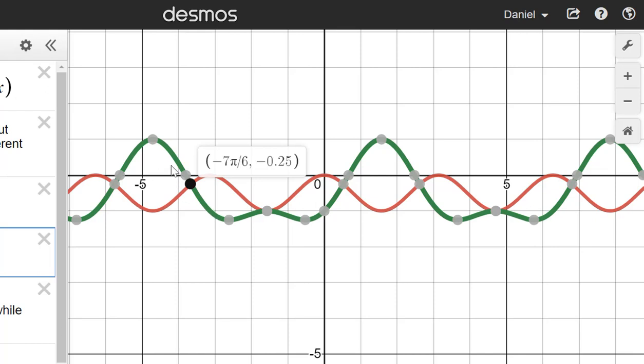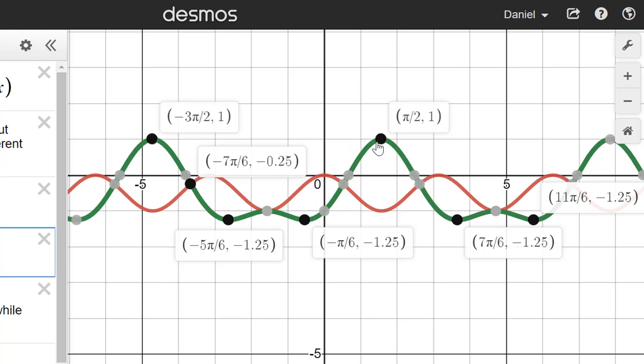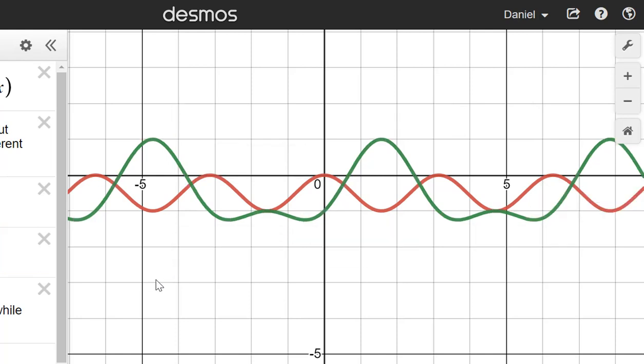There are other gray dots on here. If it's on the top of a curve, that means it's a maximum, and we don't want maximums. And if it's on the bottom of a curve, that would be a minimum, and we don't want minimums. And notice the y values are all the same on my minimum values, just as the y values are all the same on my maximums. All of those have a value of 1 for the maximums and negative 1.25 for the minimums. But we're not here to talk about maxes and mins. We're here to talk about where the curves are equal.